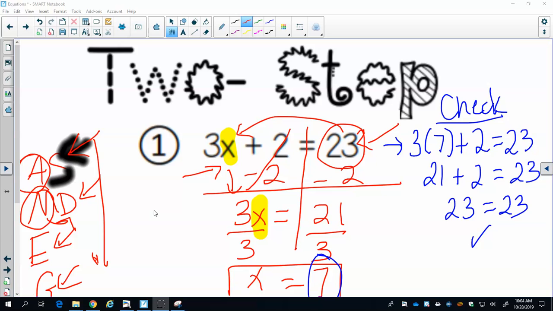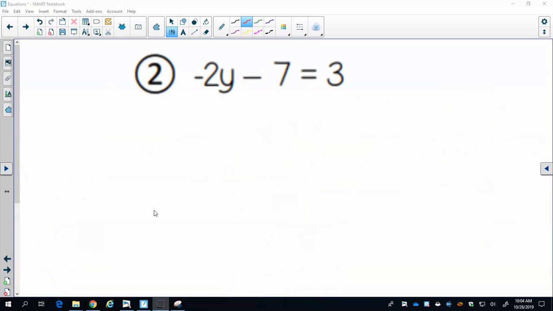All right, let's take a look at our second example on our foldable. We have negative 2y minus 7 equals 3. Just like in the last one, I'm going to draw a line. I'm going to highlight my variable because that's what I'm trying to isolate. I'm trying to isolate y, or get y by itself.